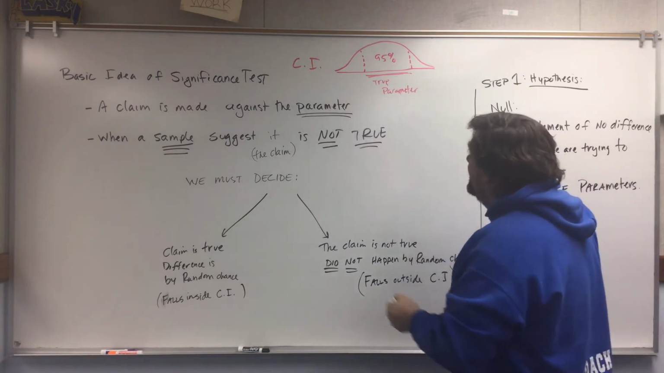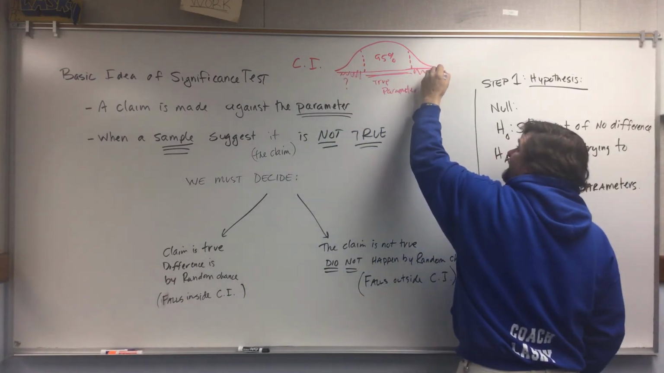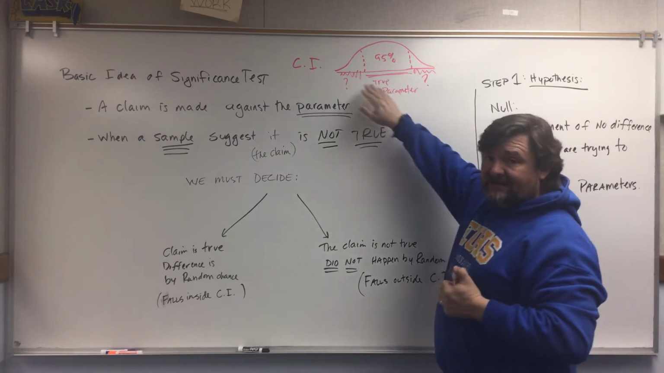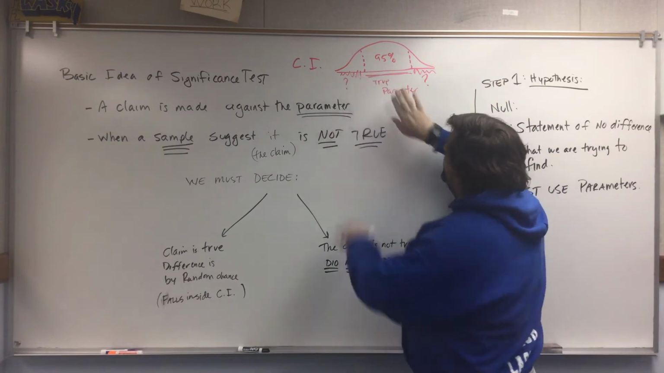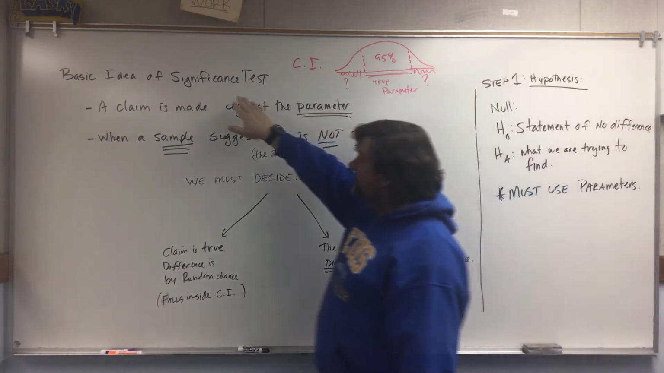So then, from there, what are these guys out here? These are areas where the true parameter doesn't lie. These are the ones that are statistically significant. These are the ones that are completely different than the true parameter, and that's where a significance test comes in.